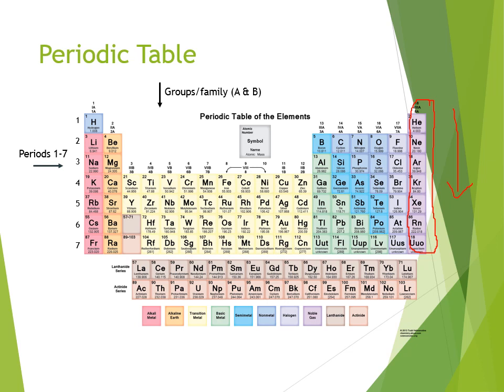When I talk about periods, what I'm talking about are the rows that go from left to right, just like you're reading a book. Notice there are 7 periods in the main part of the periodic table, and that's what we're going to focus on. We're not going to really look at the elements that are down here unless we get into radioactivity in Chapter 9.